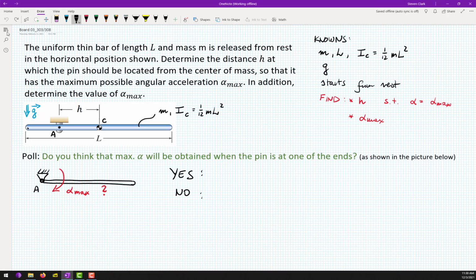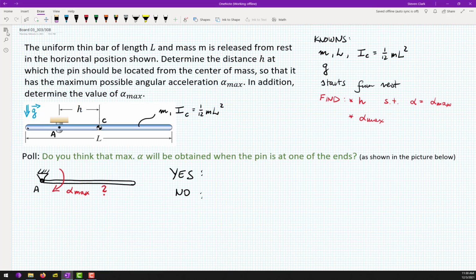So let's vote, if you would like to. You don't have to, but it would be cool if you do. And those of you who are watching this video, you can pause the video right now and think of your vote. So do you think that maximum angular acceleration will be obtained when we put this pin A at one of the ends, like presented in this picture? If you vote yes, you can put your hand up right now.